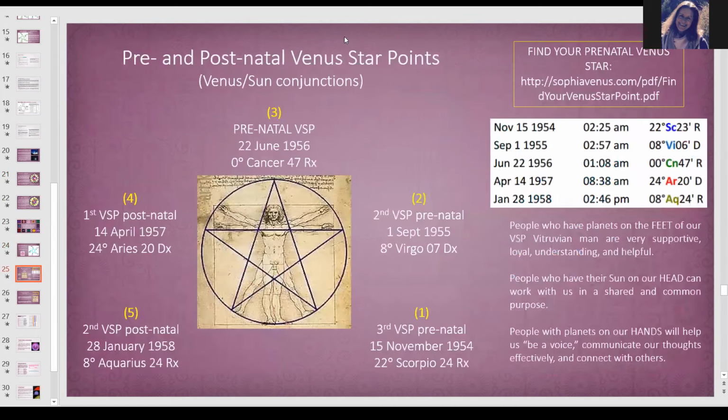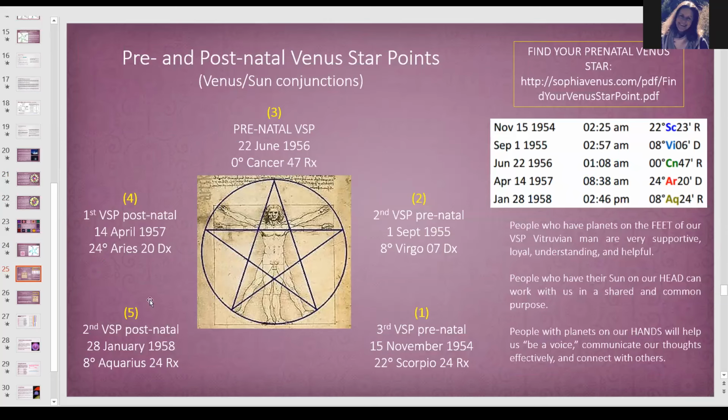Now we come to some material on the prenatal Venus star point. I'm using my own Venus star point as an example. So my prenatal VSP was on the 22nd of June 1956, and so my prenatal Venus star point is at 0 degrees Cancer 47 retrograde.